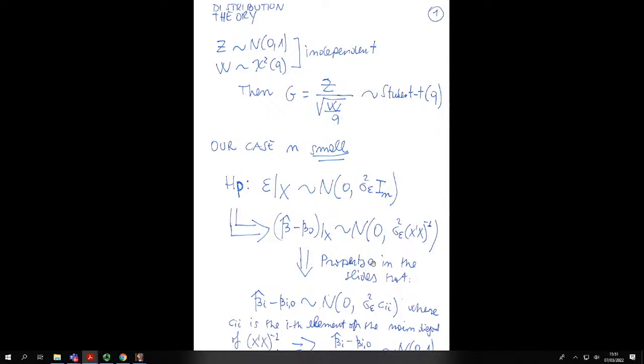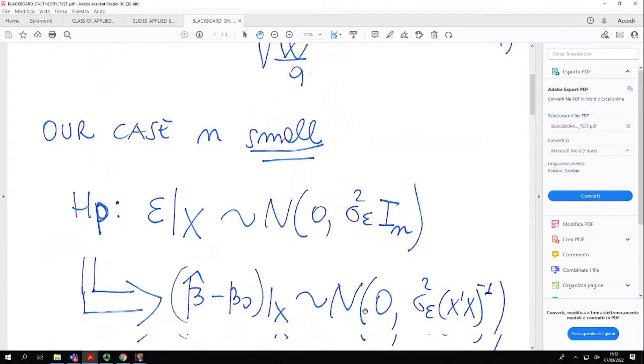Now, in the slides, you will see mentioned property 0. It says that if this is a multivariate normal, and you take, for instance, element i, the i-th element of this vector will also be normal, centered on 0. But the 0 here was a vector because beta is k by 1, so this 0 was k by 1. This is a scalar, okay? Because I'm just picking out element i. And now the variance is sigma square epsilon, which is just a scalar. And what is C_ii? Recall that C_ii is just the element i on the main diagonal of the matrix (X prime X) inverse. Okay? And you cannot see that from the slides, unfortunately.